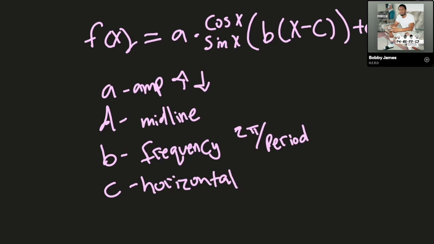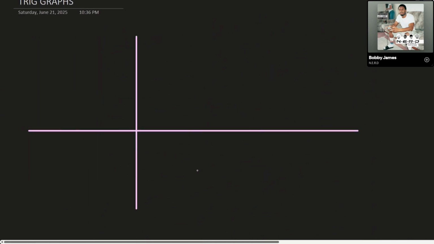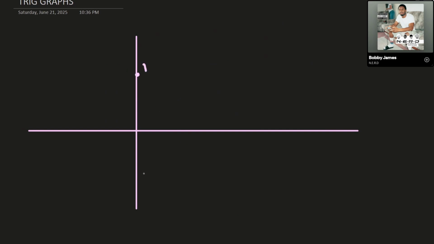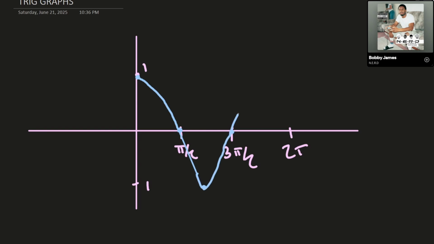When it comes to graphing these, knowing the period is really important, and knowing key features is also important. By default, you'll have the points 1 and -1. Let's draw cosine right now, with pi over 2, 3 pi over 2, and 2 pi. Let's do cosine in blue. Cosine starts at the max. It goes to the midline of 0, drops down to -1, goes back up to the midline, goes back to 1.